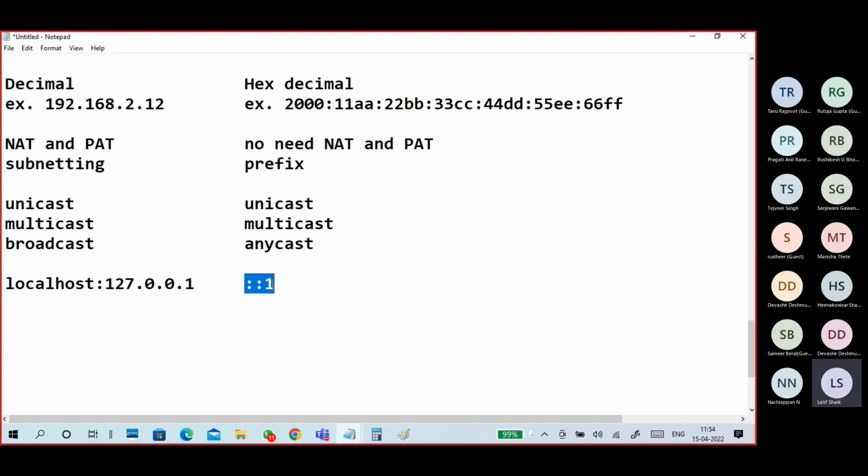In IPv6, the localhost address is this one. In IPv4, sometimes it uses an IP address like 0.0.0.0 for certain protocols like DHCP. In IPv6, it's just a colon only.